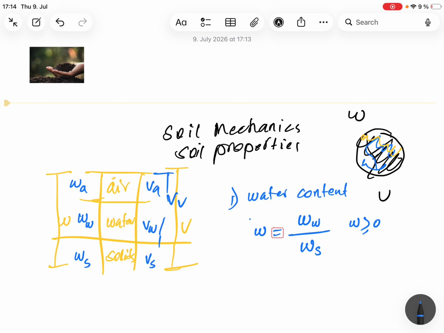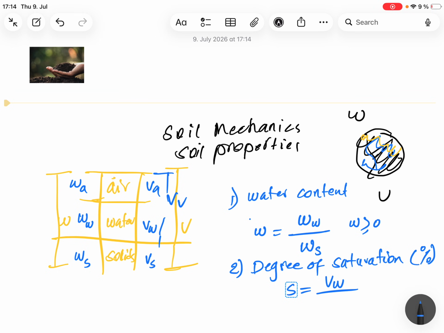The next formula is the degree of saturation. The degree of saturation is usually shown in percentage, and it is shown with S. So S equals the volume of the water over the volume of the voids, times 100.